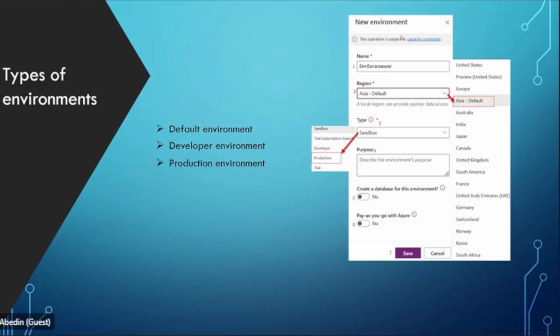Last is the trial environment, for a person who doesn't have a proper license. They can have a 30 day trial, and with the trial environment they have full access. But after 30 days, if they don't buy any professional license, it will be deleted, along with all the data inside. So those are the environments. We'll also discuss them in the demos.